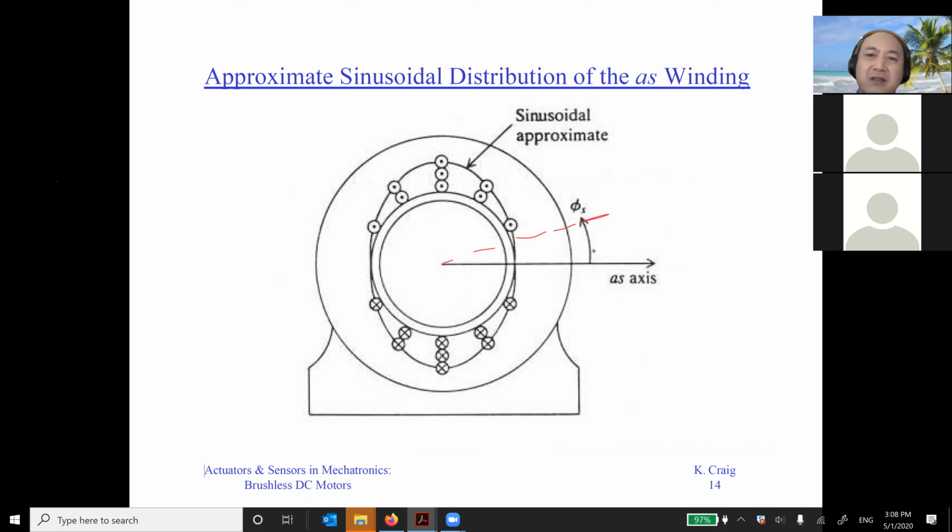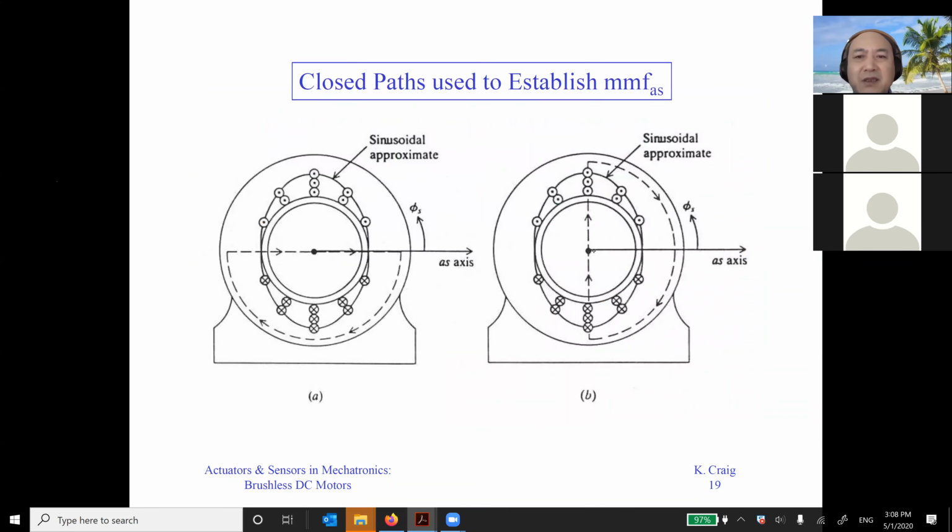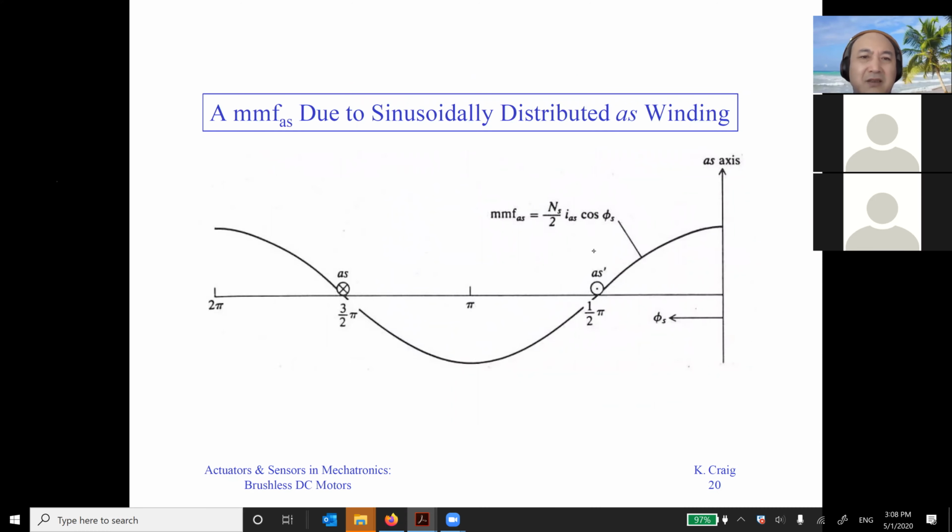Angle is the motor's relative motion. All right, so if we want to see the closed path, it is to establish this rotating magnetic field. This is the way you can see it. Again, the coils are arranged in a sinusoidal approximate setting. We have seen this already.